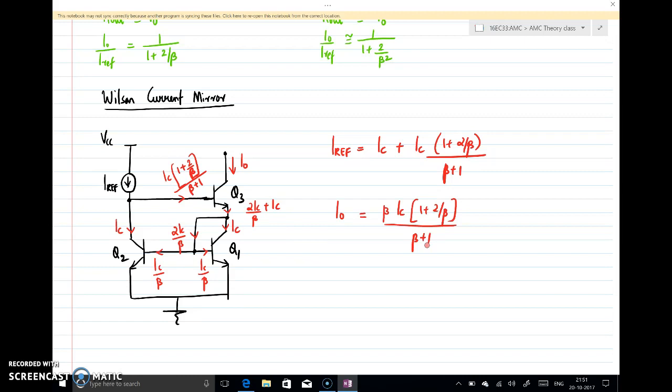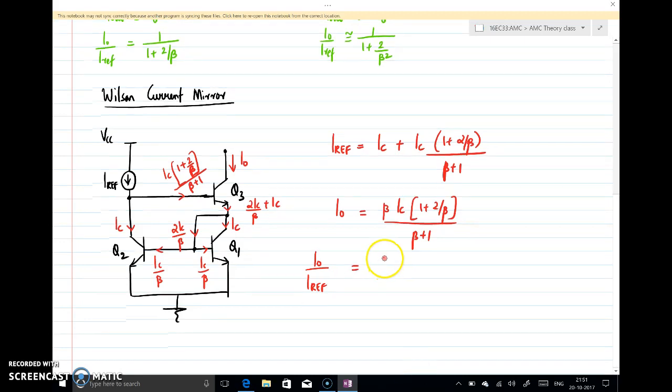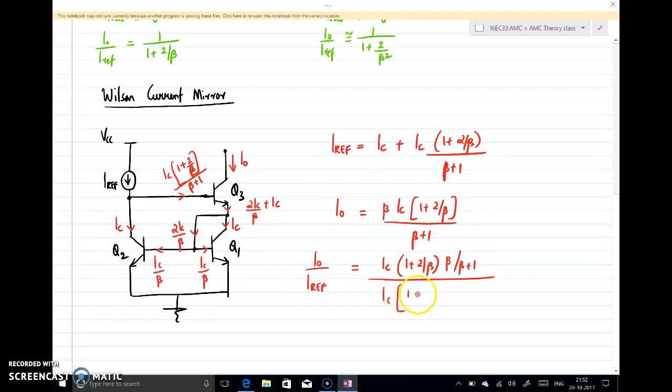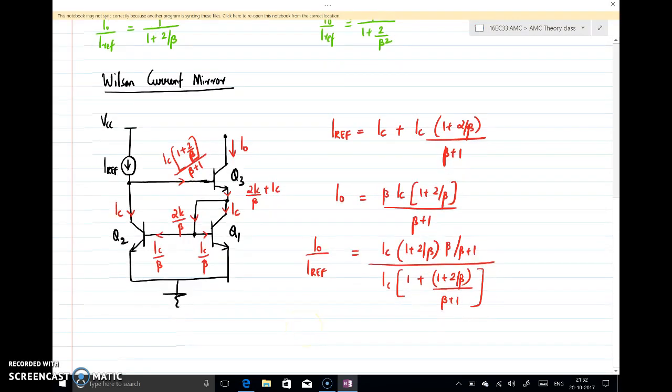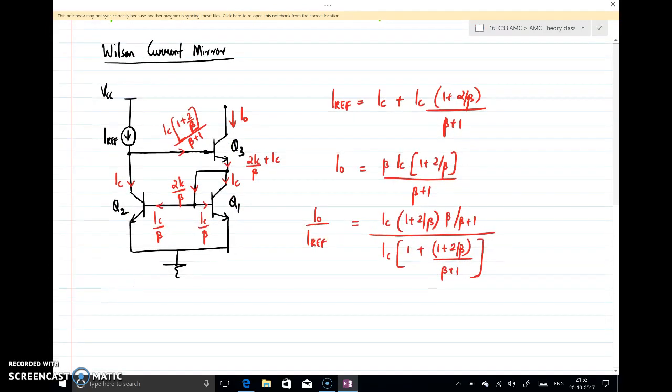Now in order to get the current transfer ratio, I can write I naught by IREF, which is equal to IC into 1 plus 2 by beta into beta by beta plus 1. For IREF, I can take IC common, so I can write it as 1 plus 2 by beta, and to that I should add beta plus 1 in the denominator. Now if we simplify this, I'll get I naught by IREF.